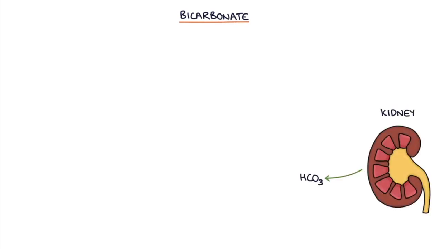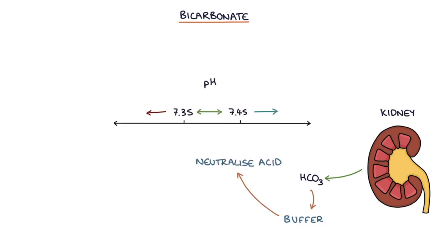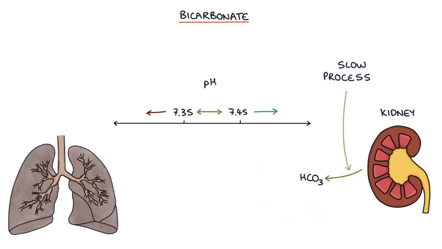Let's talk a bit about bicarbonate. Bicarbonate is produced by the kidneys. Bicarbonate acts as a buffer to neutralize the acid in the blood and helps maintain a normal pH. It takes a while for the kidneys to produce bicarbonate. This is a slow process. In an acute episode of respiratory acidosis, the bicarbonate cannot be produced fast enough to compensate for the rising carbon dioxide level.